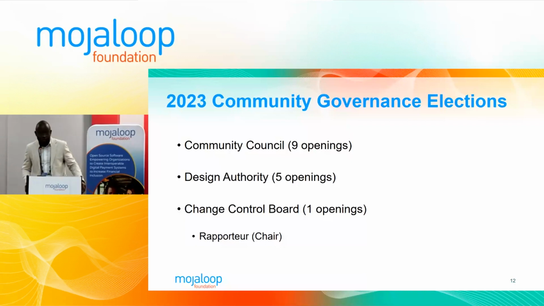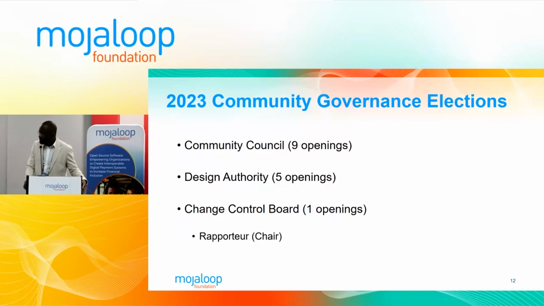We've got the design authority. The design authority makes the technical decisions around the technical design of Moja Loop. They meet once a week. We've got 5 openings there. And then we've got the change control board. Now, new this year is we used to elect both a rapporteur and a convener. We have now changed that. The convener role will be fulfilled by a Moja Loop staff member, that is Sam, in his capacity as technical director. Sam Kumari, he's at the back right there. We will only be choosing a rapporteur this time, so 1 person.